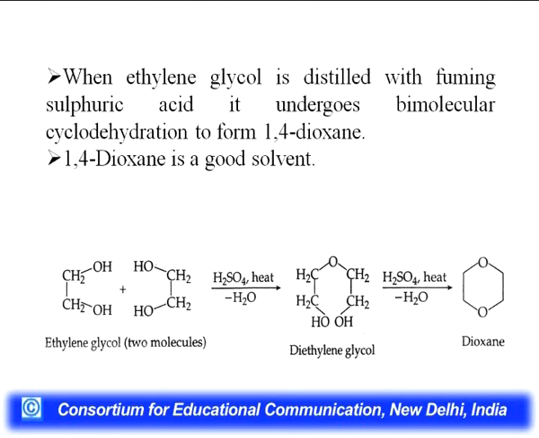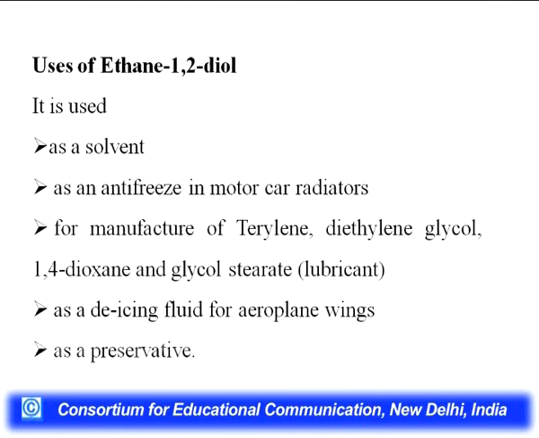What is the use of 1,4-dioxane? It will be used as a good solvent, because for a number of preparations we need a good solvent which is inert in nature and does not affect our main reaction. You can see how the reaction follows. First of all, dehydration takes place with the help of a dehydrating reagent, that is H2SO4, and diethylene glycol is formed. Again, further dehydration will form a cyclic compound, that is dioxane.